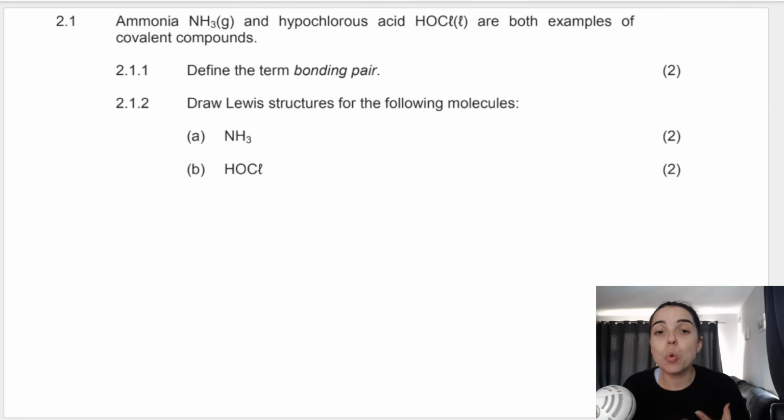2.1.2 wants me to draw the Lewis structures for the following molecules. Now these are Lewis diagrams or Lewis dot diagrams. I have plenty of videos on how to draw these. If you need more help with them, check out the links down below. But let's do it first of all for ammonia.